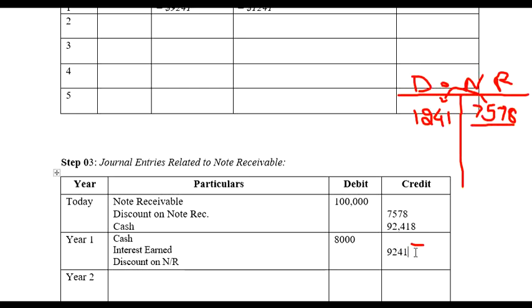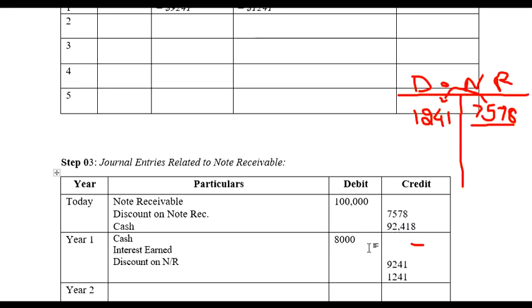which means taking out $1,241 from this 7,578 and shifting it to the... sorry, I shifted it to a wrong place. Sorry for that. Let me do a little bit of adjustment. Okay, so the 1,241 will come here actually, and it goes like this. So that's it, we're good to go now.